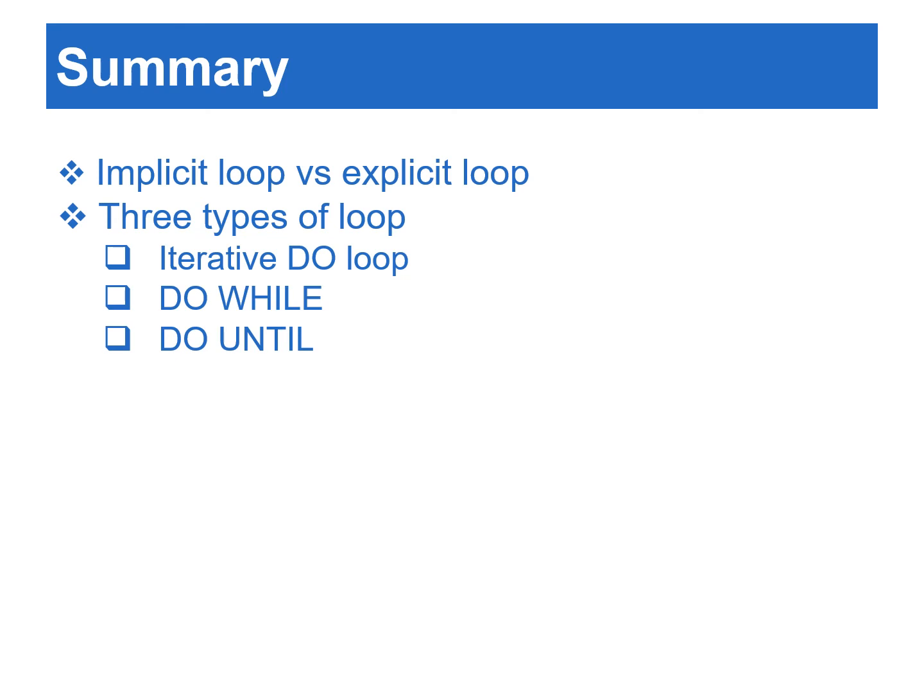To use an iterative do loop, we need to know the number of times the loop iterates. To use a do while or a do until loop, we need to use a condition to control when the loop ends. Utilizing an explicit loop is commonly used together with array processing, which we will learn in the next chapter. I hope you enjoyed this video.